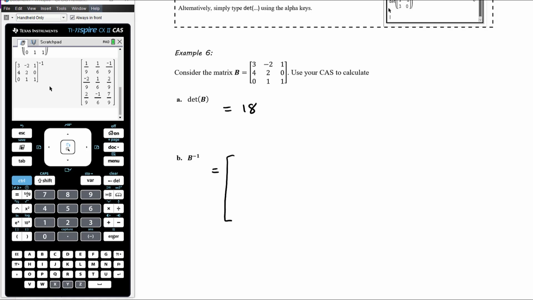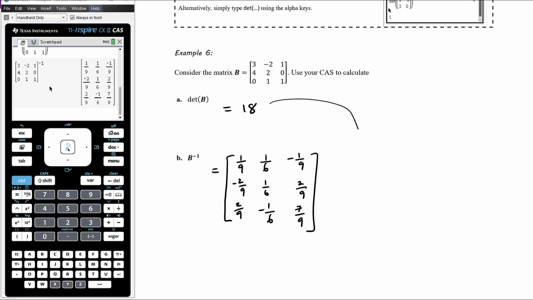And so I get 1/9, 1/6, -1/9, -2/9, 1/6, 2/9, 2/9, -1/6, and 7/9. It's perfectly fine, I would just leave my answer as it is, but it does still have the same connection to the fact that there should be 1 over the determinant out of the front.